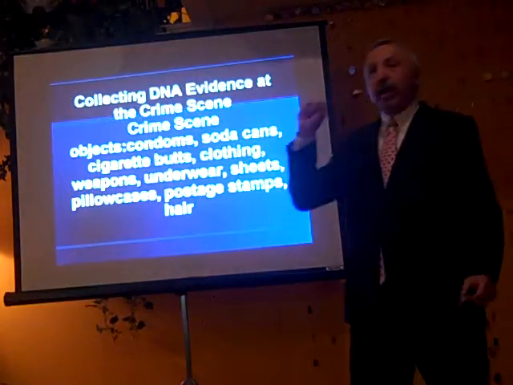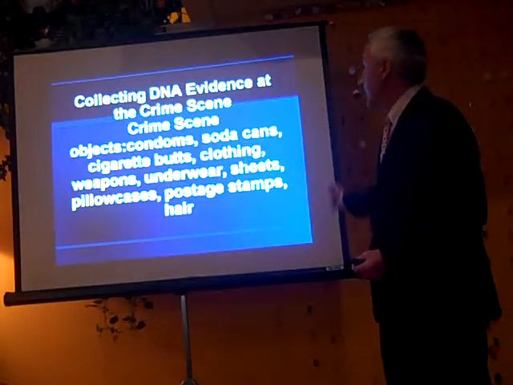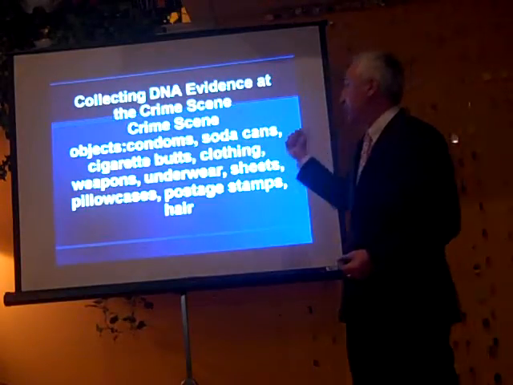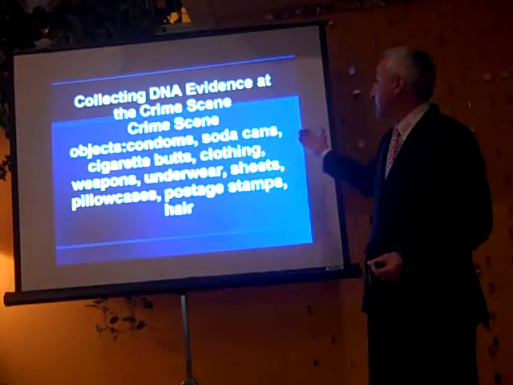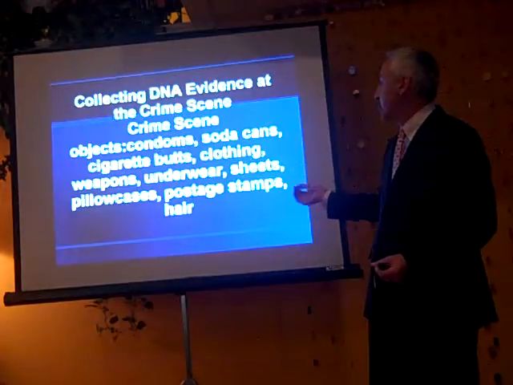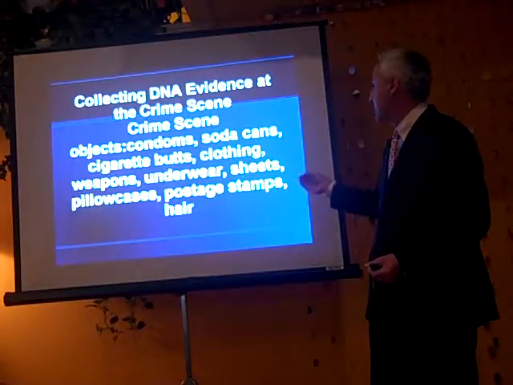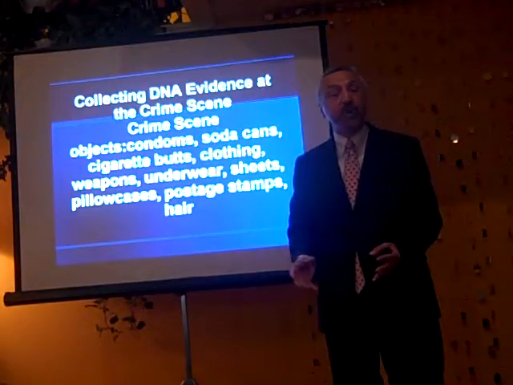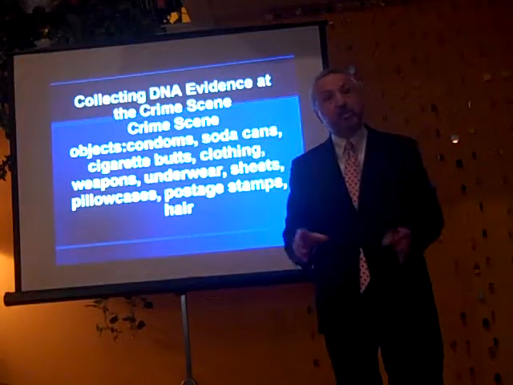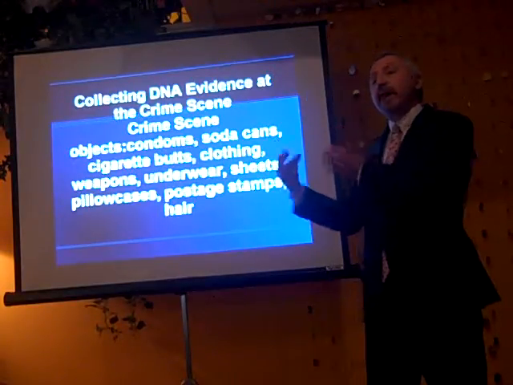So, a criminal technician who comes to the crime scene, what do they do? They look for objects where there's a likelihood of DNA. So condoms, soda cans, cigarette butts, clothing, weapons, underwear, sheets, pillowcases, postage stamps, and hair. They will collect that evidence very carefully with gloves so as not to contaminate it, not to ruin anything, package it up, and take it back to the crime lab.